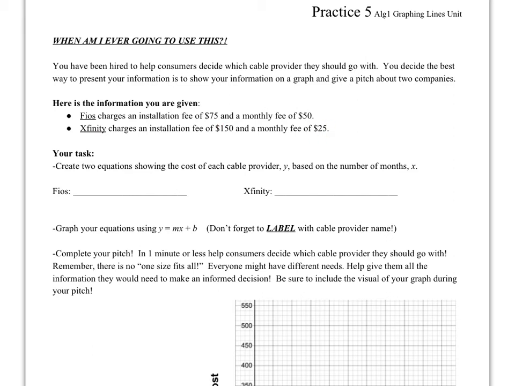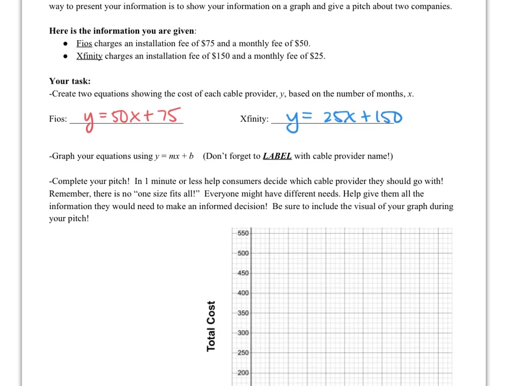So your first task is to create two equations to show the cost of each cable provider. Y will represent the cost based on the number of months X. So pause the video and go ahead and create two equations. So the Fios equation would be y equals 50x plus 75, because it's $50 per month plus 75 because that's the installation fee. Xfinity would be y equals 25x plus 150, because it's $25 per month plus 150 because that's the installation fee.